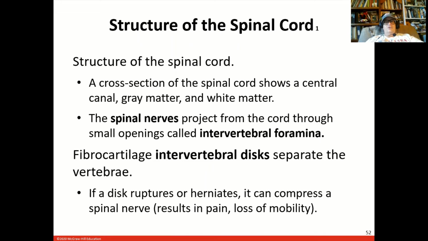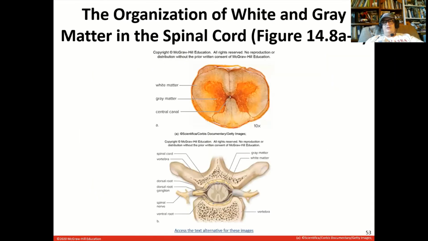Structure of the spinal cord, we're going to do a cross-sectional picture. It's that one right there. We'll talk about it in a second. I want you to know I hate this picture. There's no reason in the world why the diagram and the photograph should not be oriented in the same direction. They should have flipped that upper picture so it would match, but oh well.